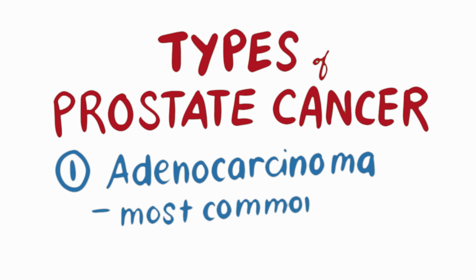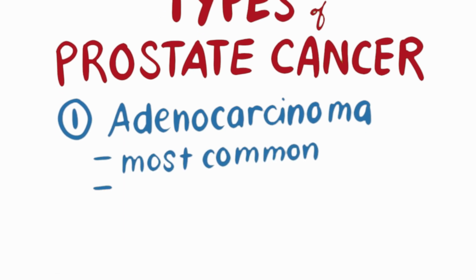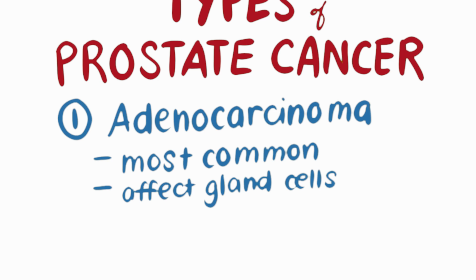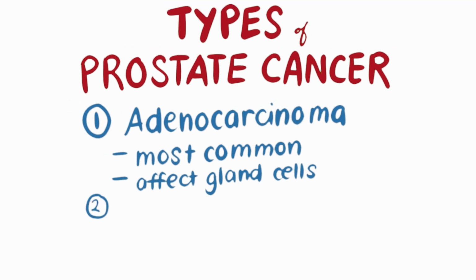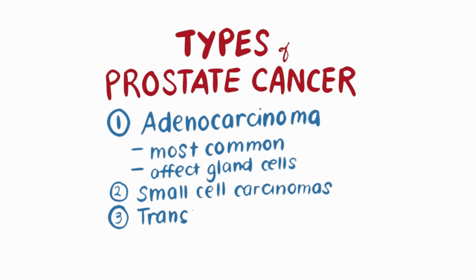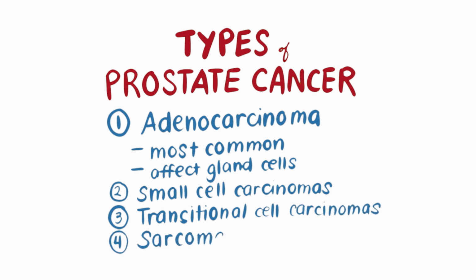Adenocarcinoma is the most common type of prostate cancer. This type affects the gland cells that produce prostate fluid that is added to the semen. Other types are small cell carcinomas, transitional cell carcinomas, and sarcomas.